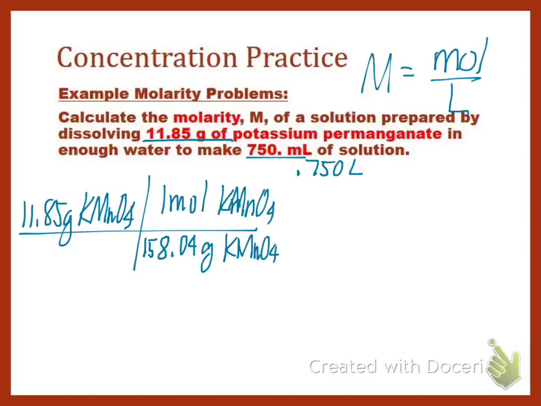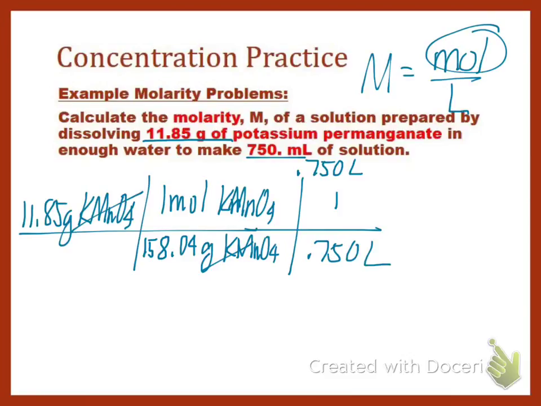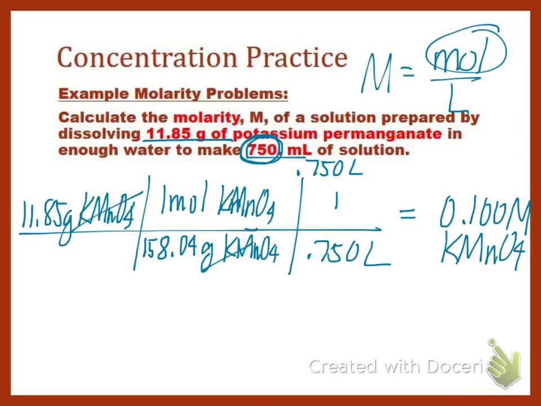So now that we have moles, we have the top part that we need. So we got the moles, but we need the liters. And so we're going to say 1 over 0.75 liters because I need to divide by it, right? I need it on the bottom. Okay? So I'm going to throw all that in my trusty calculator. And I need 3 sig figs because of that 750 dot. So that my answer will be 0.100 molar KMnO4.